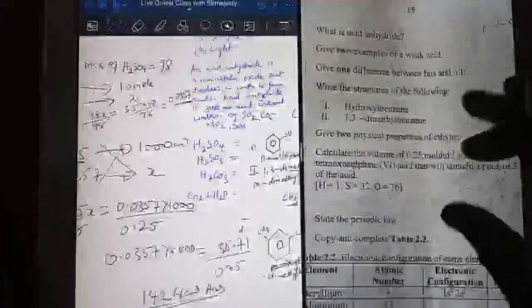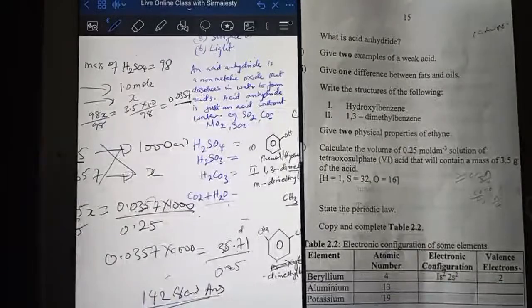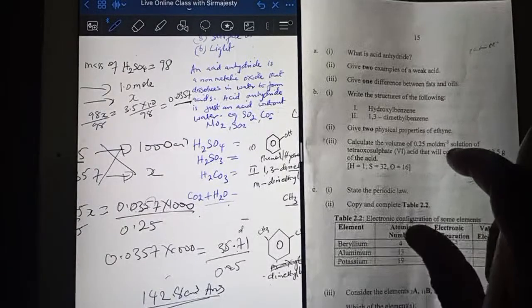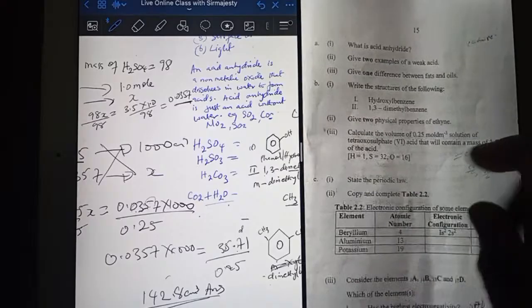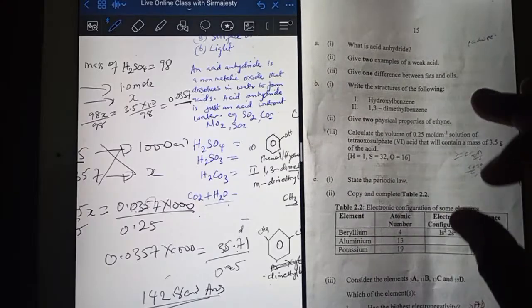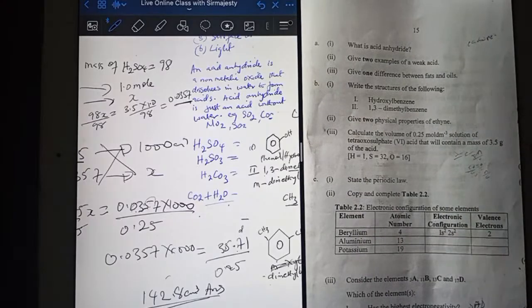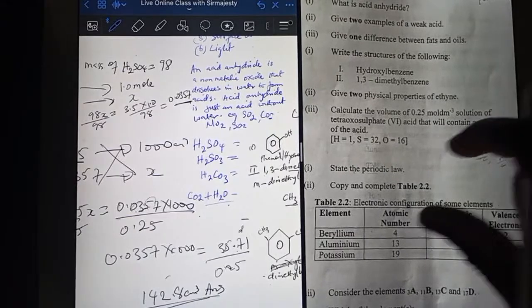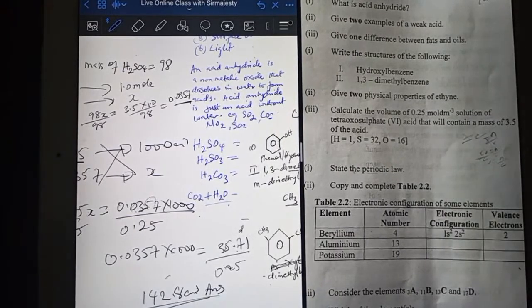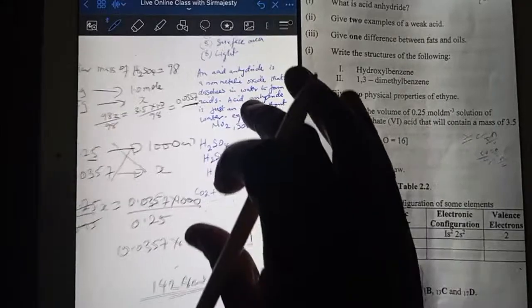So the next question says, state the periodic law. Periodic law is also called the modern periodic law or Mendeleev's law. Mendeleev's law states that the properties of the chemical elements are a periodic function of their atomic number.